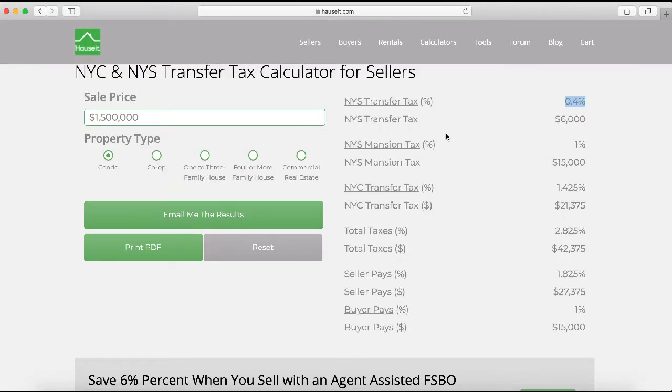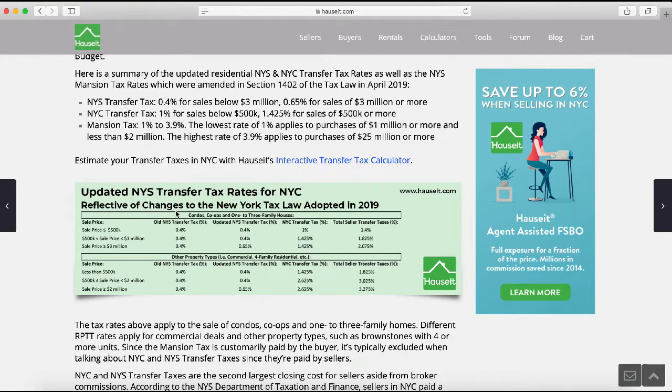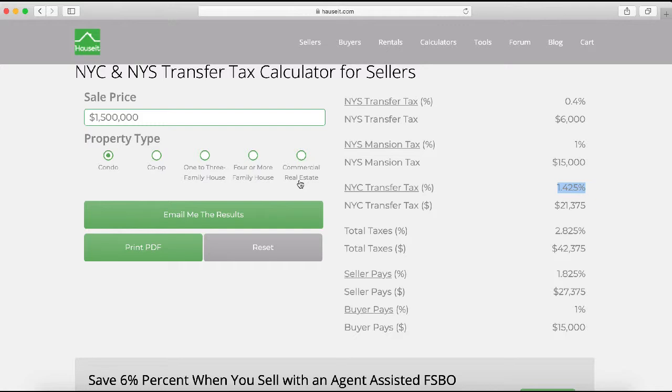The second component of transfer taxes for sellers is the New York City transfer tax. Again, here there are also two rates. There is a more common rate of 1.425%, which applies to sale prices above 500K, and there's a lower transfer tax rate of 1% for anything less than or equal to 500K. Now, given where sale prices are today, it's going to be more common for you to see a transfer tax rate of 1.425%. But let's play around and show you a few examples.